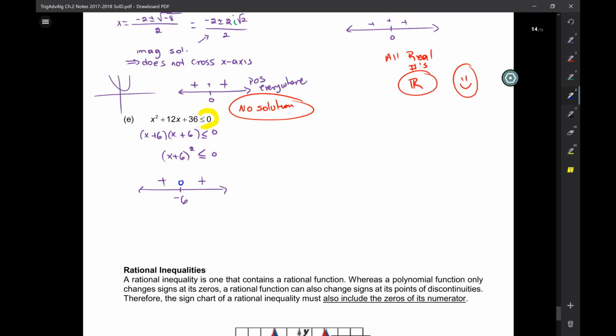What it's asking is, where is it less than 0 or equal to 0? So there are two criteria. Where is it less than 0? Nowhere. Where is it equal to 0? At -6. So the answer is only -6. But it's asking where it's less than 0, right? No. It's asking where is it less than or equal to 0.